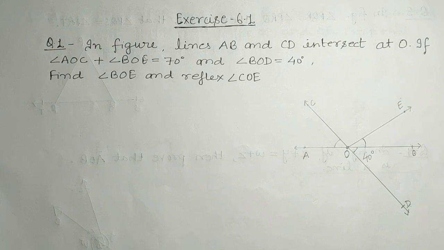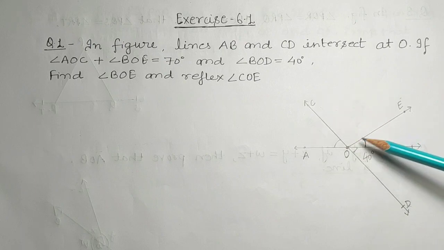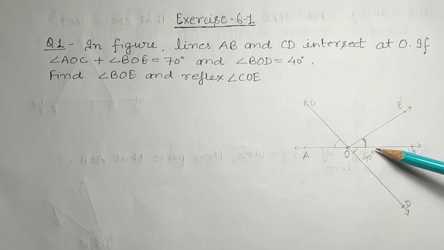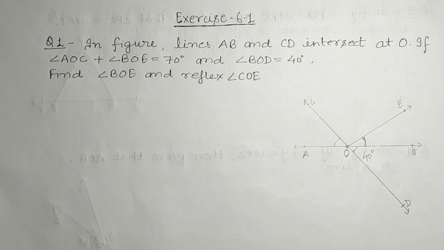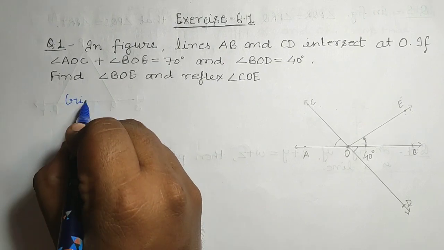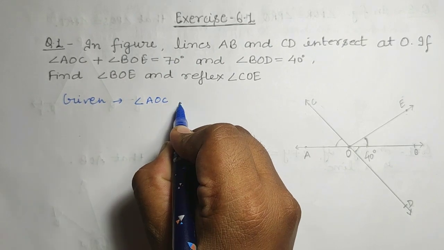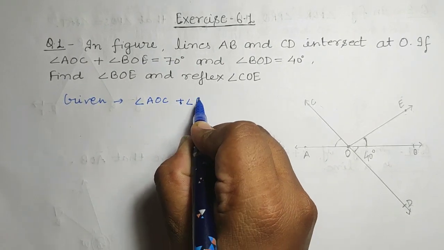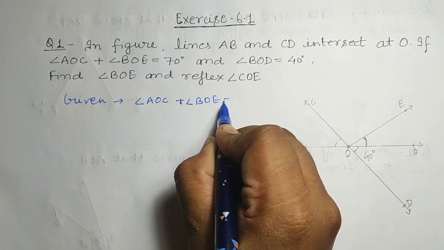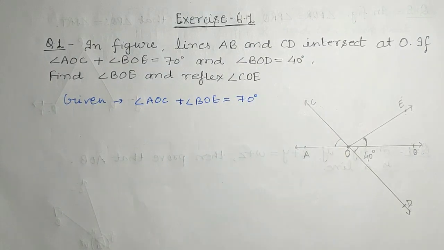then you have to find angle BOE, this angle, and reflex of angle COE. So firstly let us see this angle, then we will find reflex of this angle. So firstly we'll write what is given. We will write given: angle AOC plus angle BOE is equal to 70 degrees.